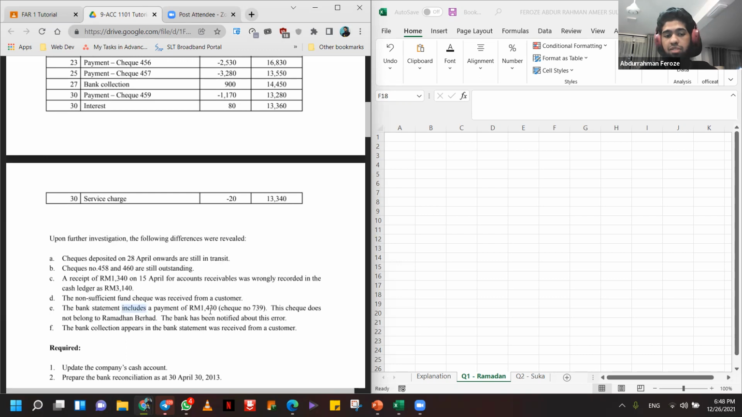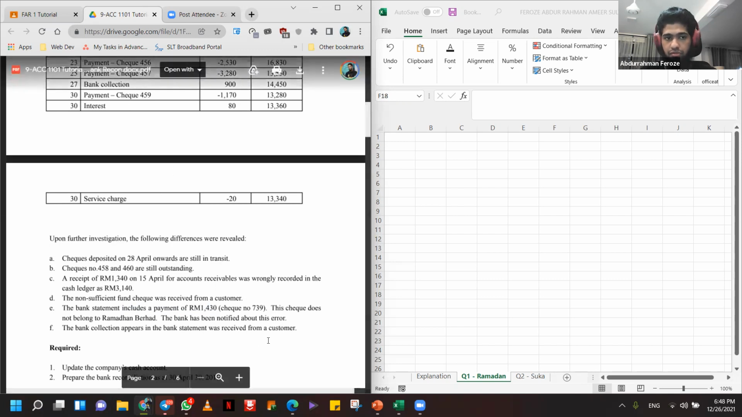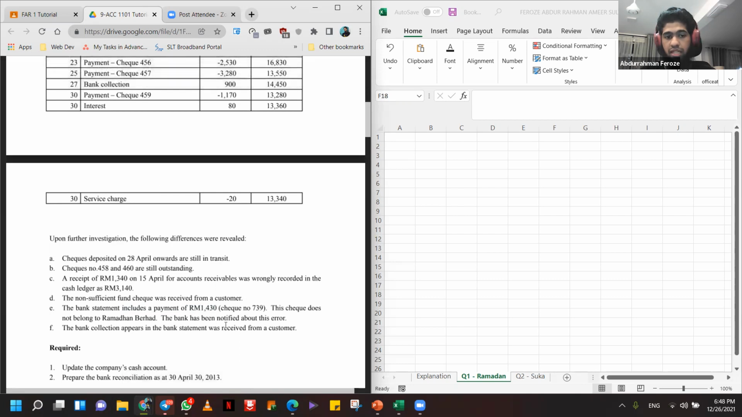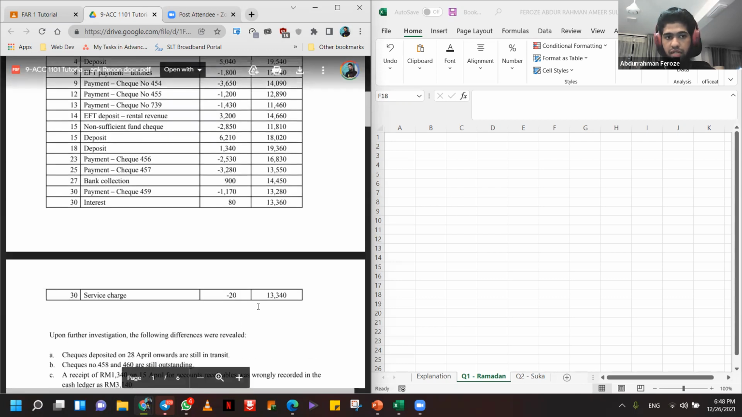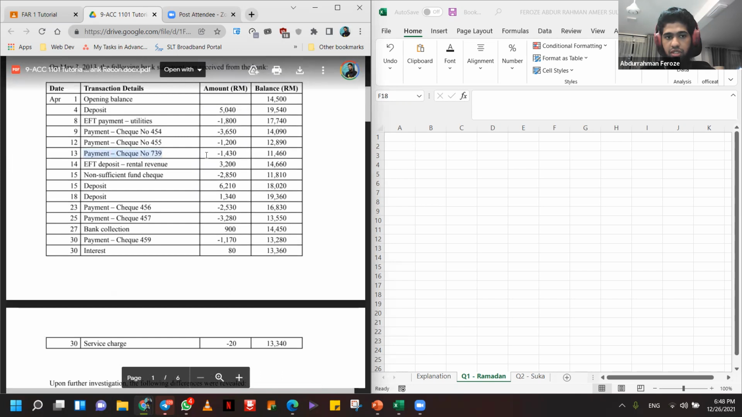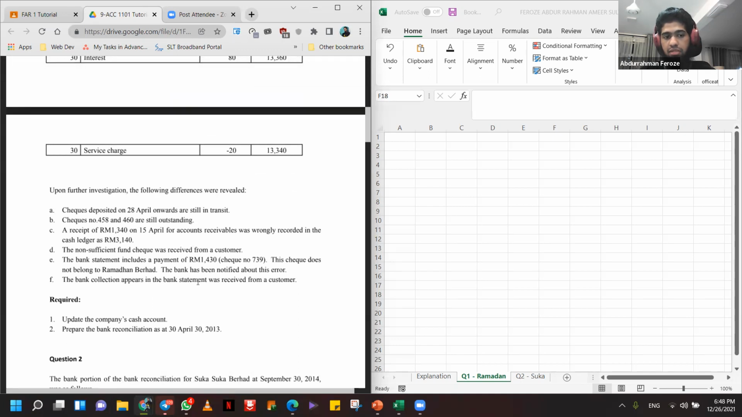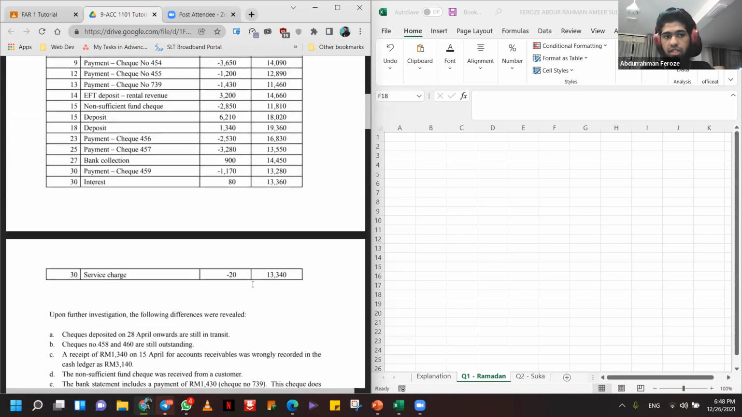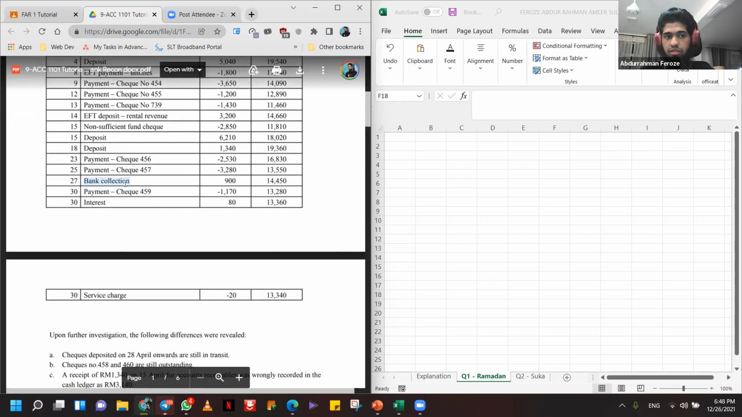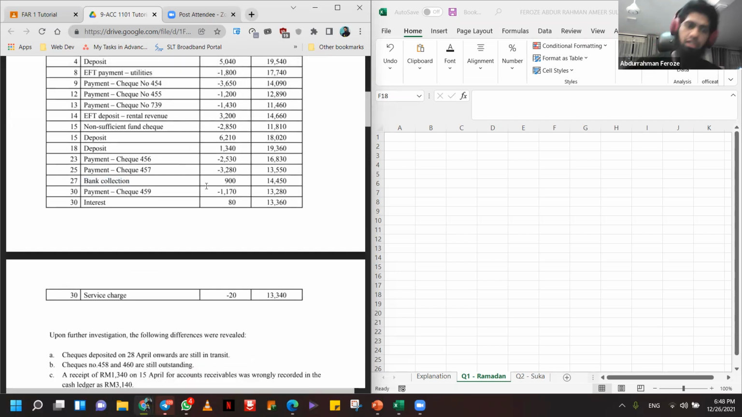And then you have the bank statement that includes a payment of 1,430 ringgits, check number 739. This check does not belong to Ramadan Barha. The bank has been notified about this error. That is this check over here. The bank collection appears in the bank statement. The bank collection that appears in the bank statement was received from a customer. This is this bank collection. Okay. So those are the differences.